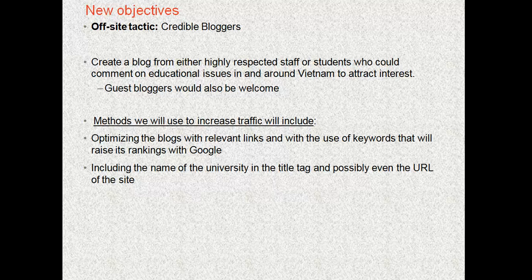New objectives that we want to include, as you can see here from their site, is first one is we want to have credible bloggers. We don't really at this point have anybody really blogging about RMIT. One thing that could go a long way is we could get students talking about topics or things of interest in and around Vietnam, particularly about education and higher education.